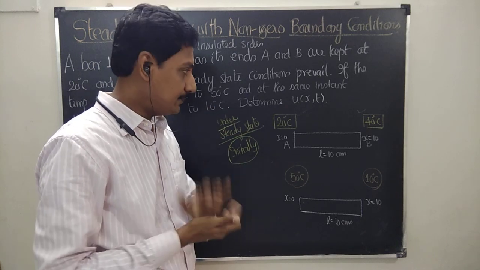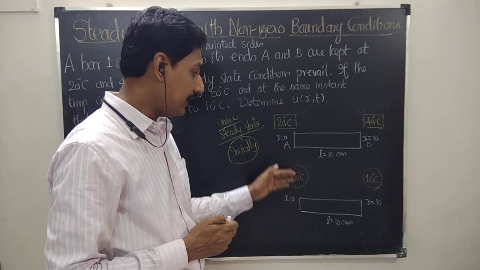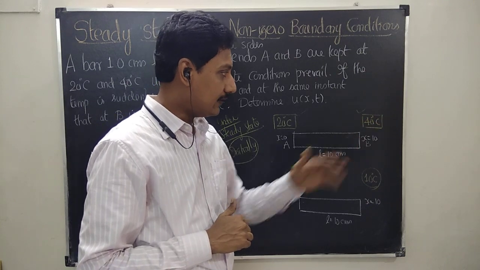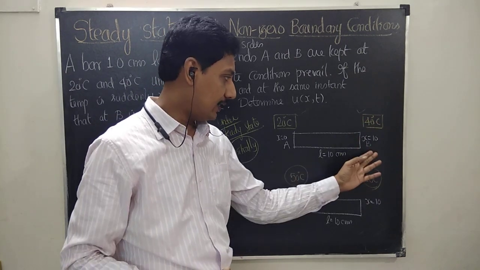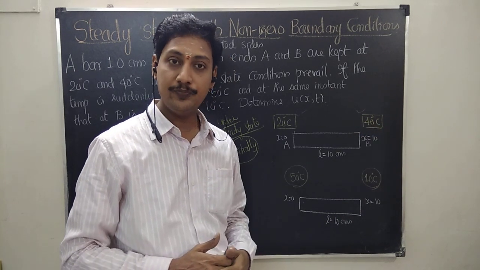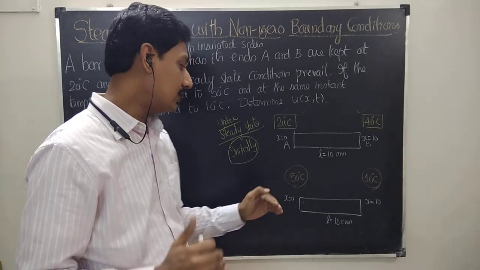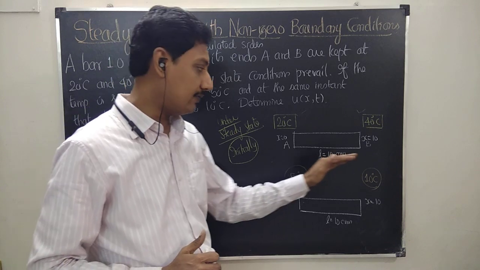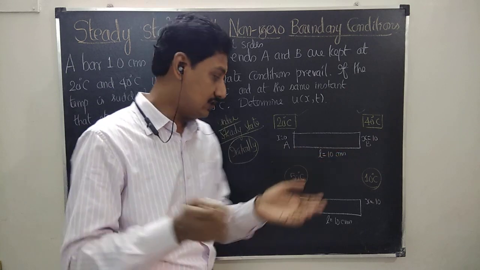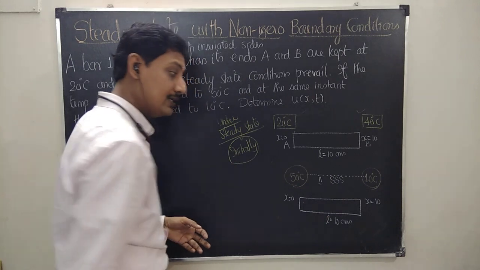Later on, what will happen? The temperature at the end A is suddenly raised to 50 degrees Celsius, and at the same instant the temperature at the other end, the B end, is lowered from 40 degrees Celsius to 10 degrees Celsius. Once it reaches 50 degrees Celsius on the left hand side and 10 degrees Celsius on the right hand side, both temperatures will be maintained again. So this is the second stage of steady state.